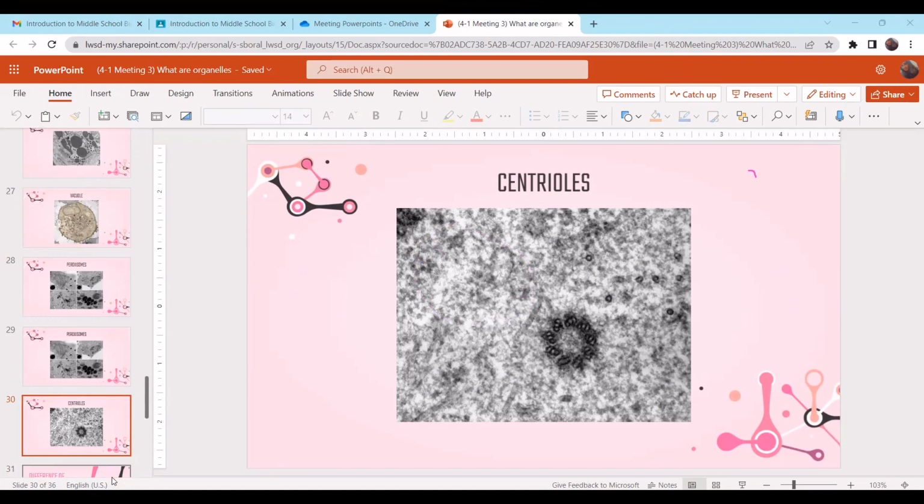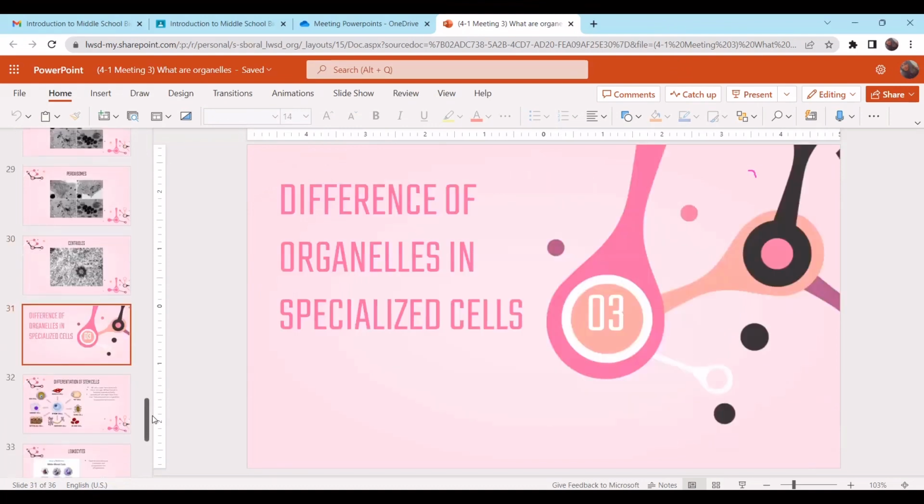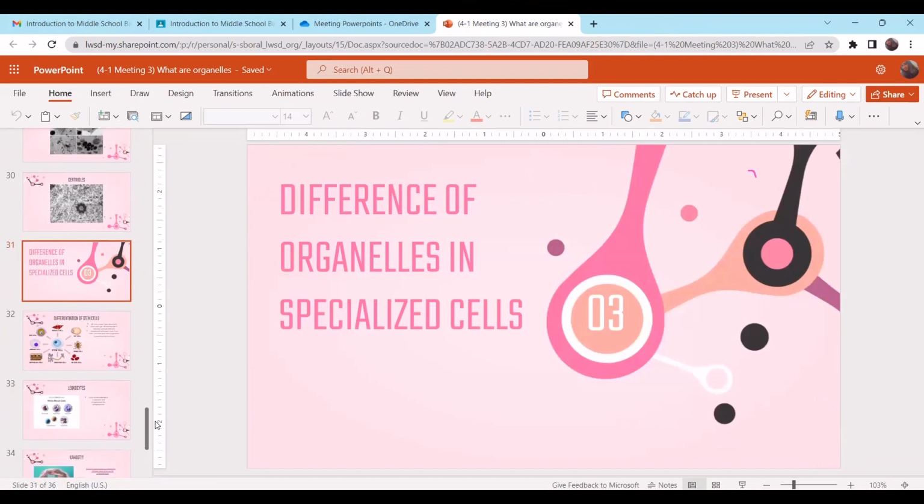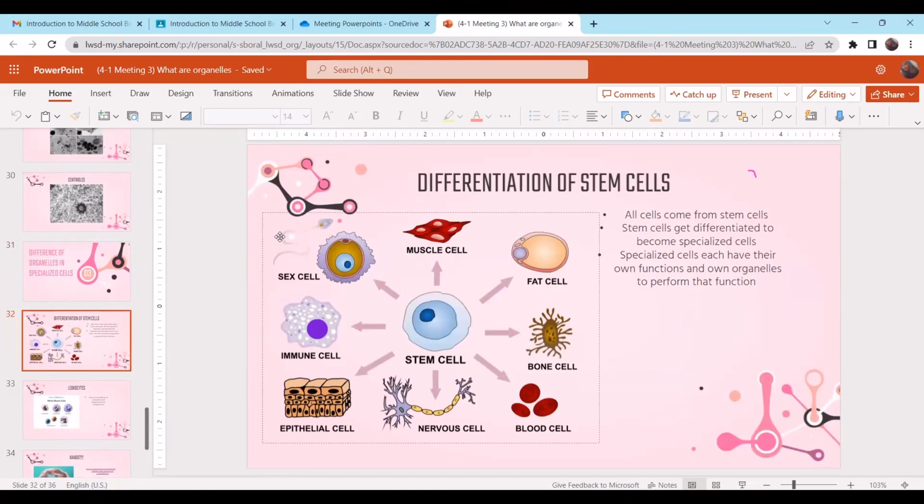Okay, this is the most exciting thing. The difference of organelles in specialized cells. We have a lot of different cells in our body. Think of muscle cells, fat cells, bone cells, blood cells, nervous cells. So a lot of different types of cells. But how do they become different with different organelles? A nervous cell has axons, dendrites, different structures made just for the function of this type of cell.